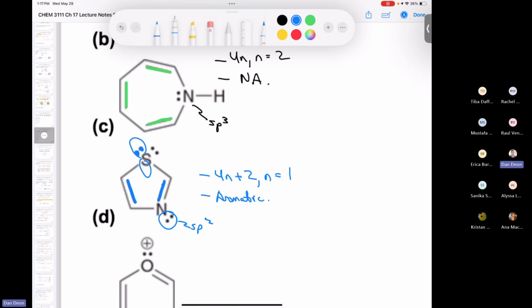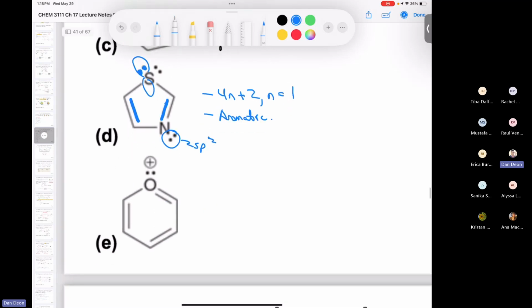The lone pair on the sulfur, the ones that I have in blue, those are participating in aromaticity. Those are delocalized throughout the continuously overlapping system of p orbitals. But the lone pair on the nitrogen is in an sp2 hybrid orbital, which is perpendicular to the p orbitals. It has nothing to do with aromaticity.